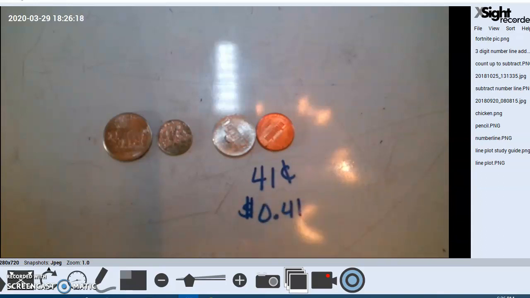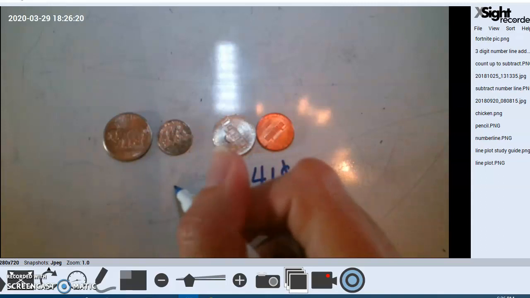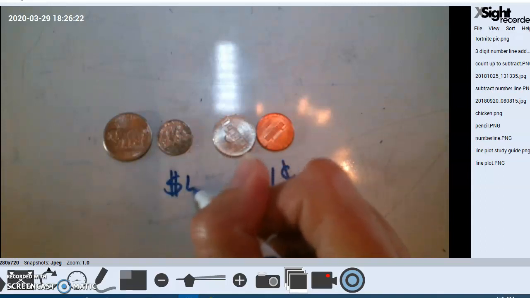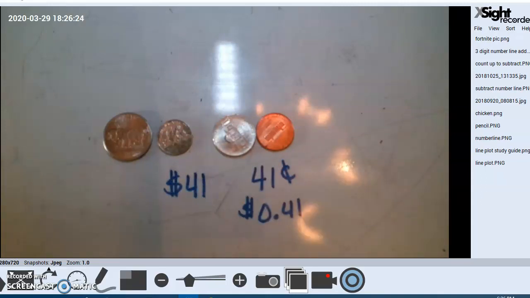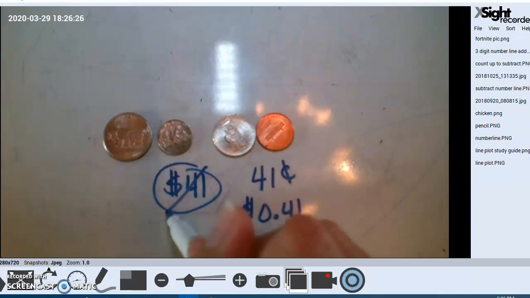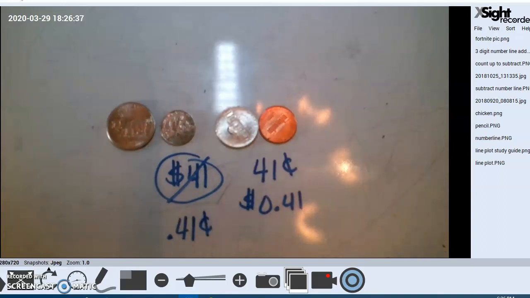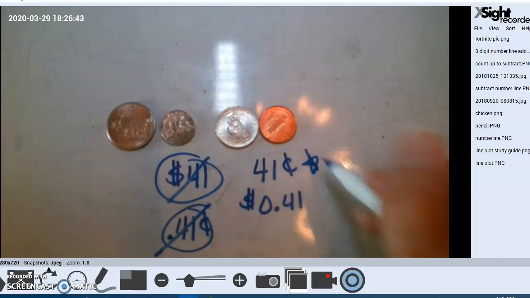like that. Now, it is incorrect if I write it like this. That is a different value, so that is not correct. And this is not correct either. If I write decimal 41 and cent, that is incorrect. That means less than 1 cent. So either of these, yes. These two are a no-go.